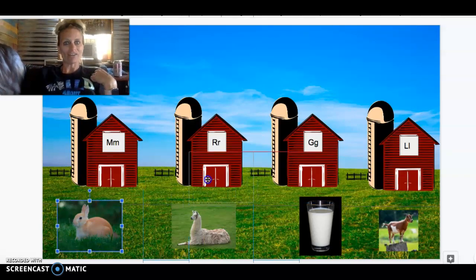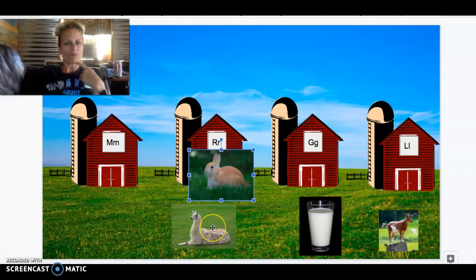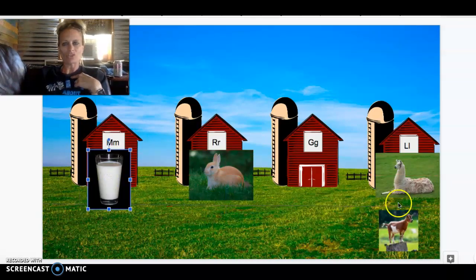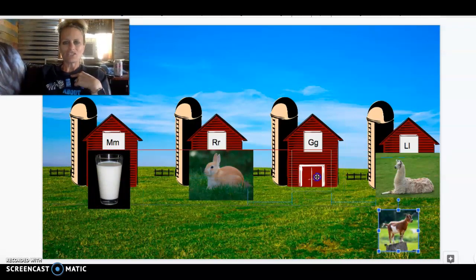Good, R, rabbit. Which barn would I put the llama in? Llama. L makes the sound. Good job. Which barn would I put the milk in? Milk. Good. And which barn would I put the goat in? Good job.